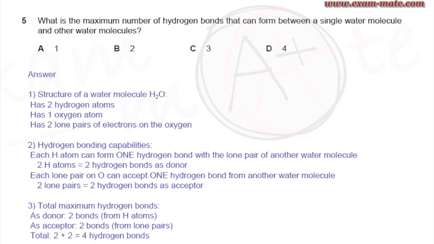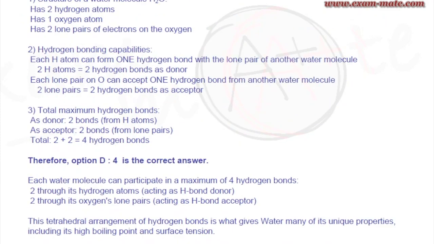1. Structure of a water molecule, H2O. Has 2 hydrogen atoms. Has 1 oxygen atom. Has 2 lone pairs of electrons on the oxygen. 2. Hydrogen bonding capabilities. Each H atom can form 1 hydrogen bond with the lone pair of another water molecule. 2 H atoms equals 2 hydrogen bonds as donor. Each lone pair on O can accept 1 hydrogen bond from another water molecule. 2 lone pairs equals 2 hydrogen bonds as acceptor.